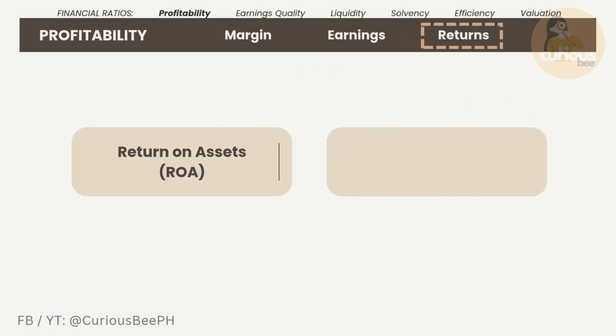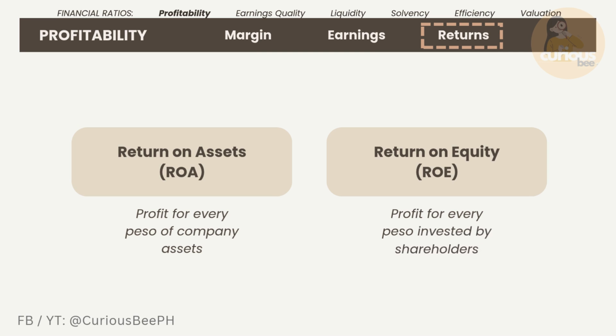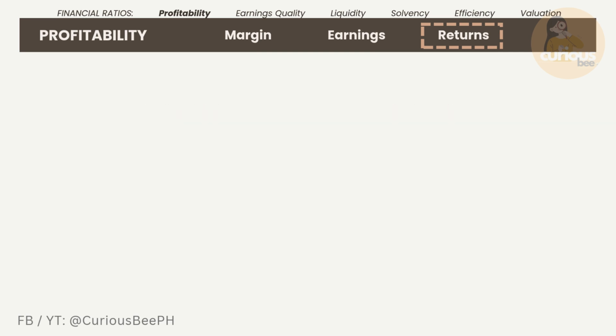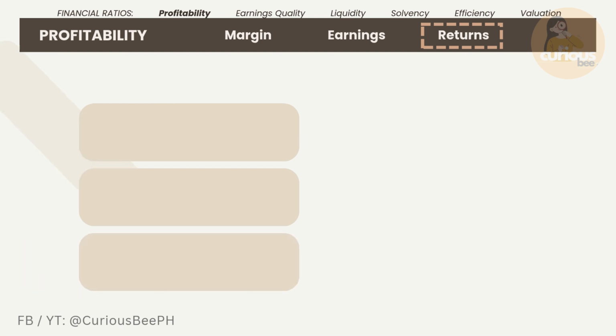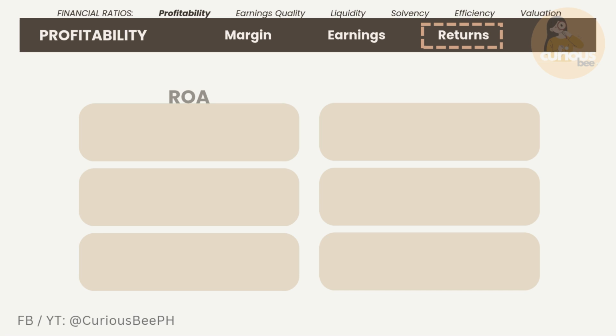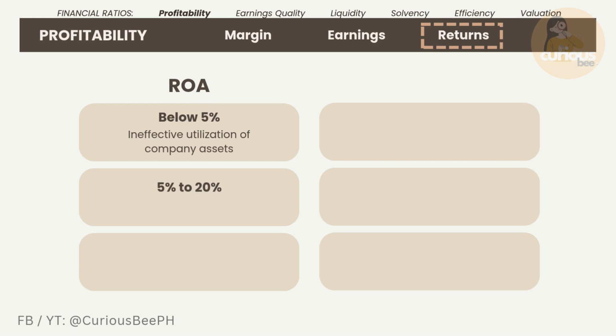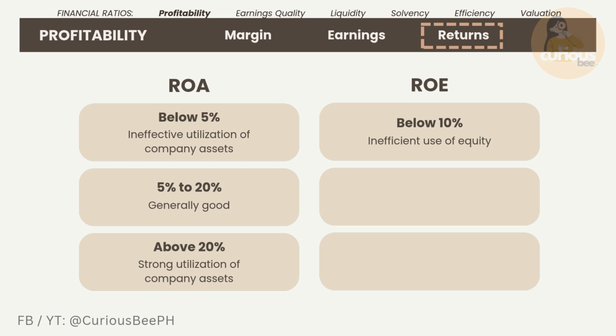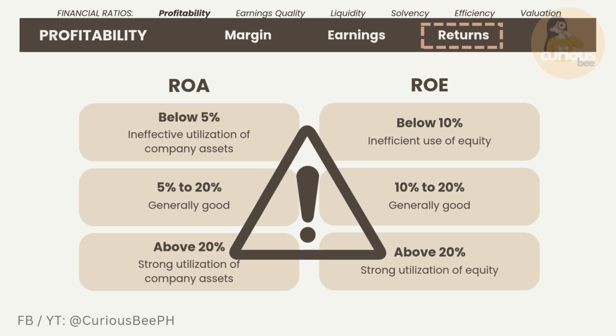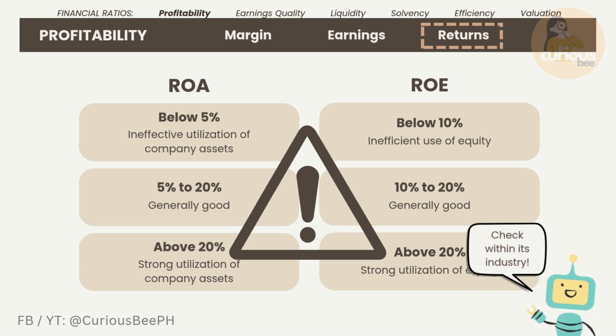So let's move on to returns. This shows how efficiently the company uses its assets and equity to generate profit. Here's a cheat sheet of what is generally considered as good returns or bad returns. For return on assets, below 5% is ineffective utilization of assets. 5 to 20% is generally good, while above 20% ROA is an exceptional return. For return on equity, below 10% is ineffective utilization of equity. 10 to 20% is generally good, while above 20% is an excellent ROE. But here's a warning. This is a rule of thumb. It is more important to check against the industry to assess the company's relative performance.